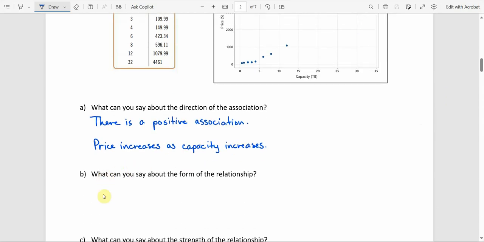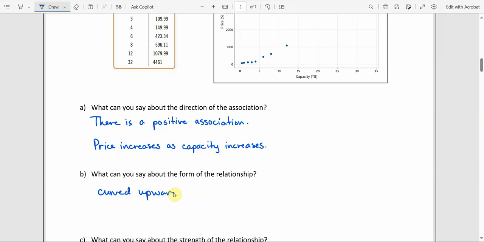So that's what I'm going to put in here, that this is curved upward and not linear.